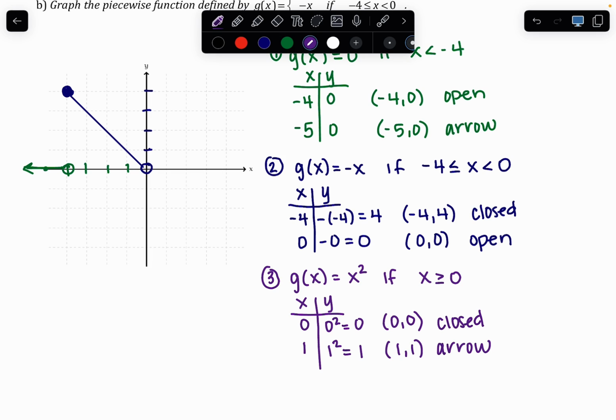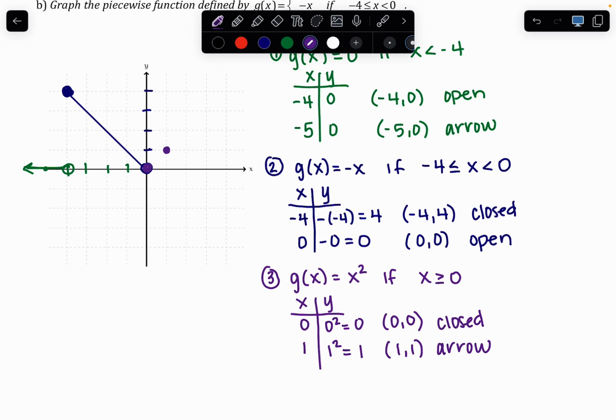Okay, there's a couple things we want to talk about with this. So we have a closed circle now at 0, 0, but we already had an open circle. The closed circle is going to override it and fill it in. Okay. We also have the point 1, 1.